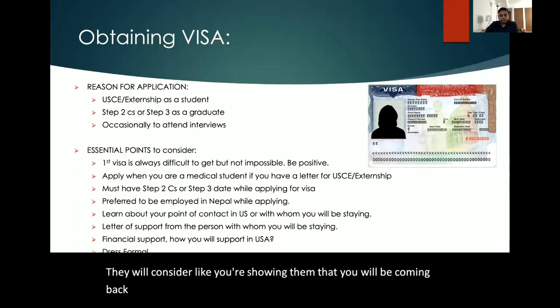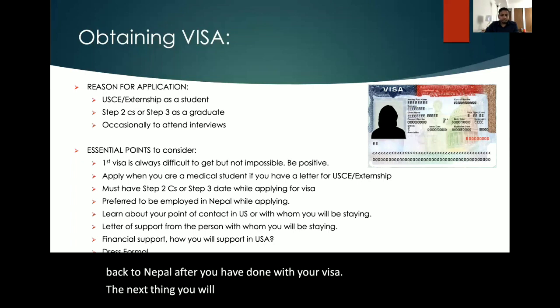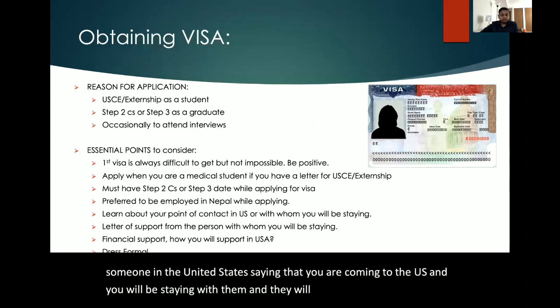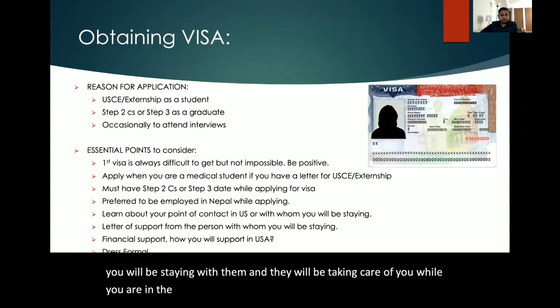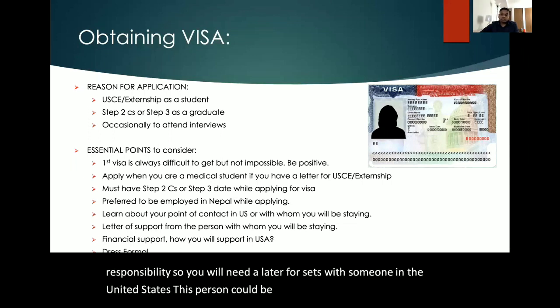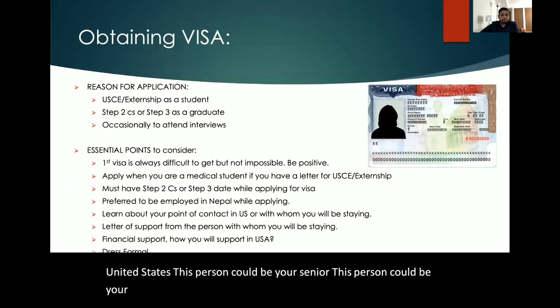The next thing you will be needing while applying for a visa is someone in the United States saying that you are coming to the US and you'll be staying with them and they will be taking care of you while you are in the United States. And they should be able to take your legal responsibility. So you will need a letter from someone in the United States. This person could be your senior, your friend, or one of your family members.